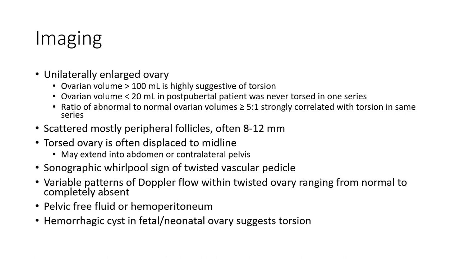Cysts are mostly peripheral follicles, often 8 to 12 mm. The torsed ovary is often displaced to the midline, and may extend into the abdomen or contralateral pelvis. Sonographic whirlpool sign of the twisted vascular pedicle; variable pattern of Doppler flow within the twisted ovary, ranging from normal to completely absent. Pelvic free fluid or hemoperitoneum. Hemorrhagic cysts in a fetal or neonatal ovary suggest torsion.